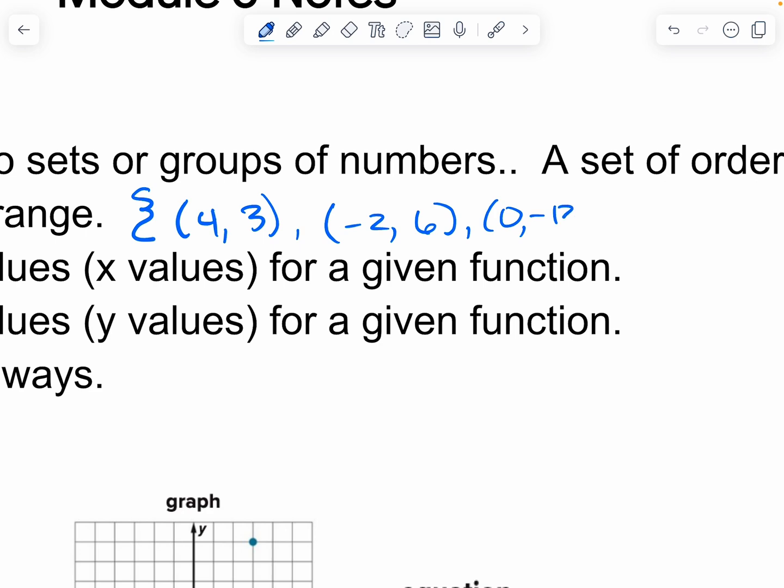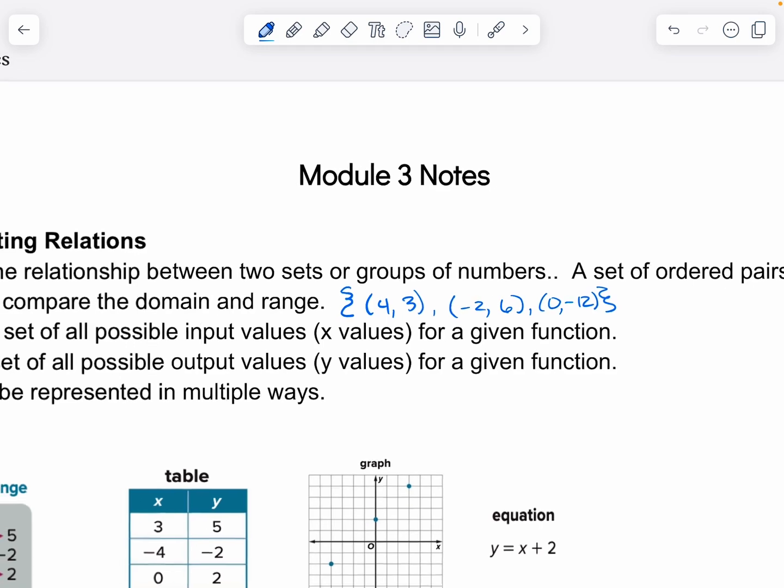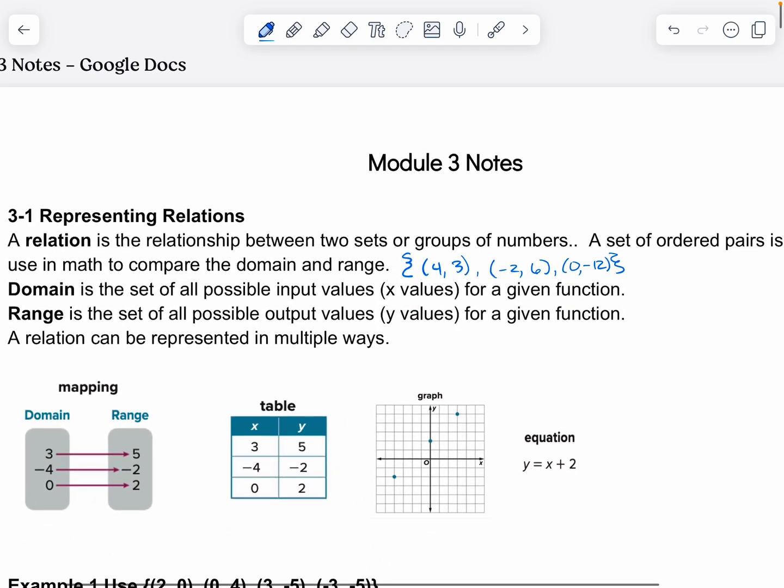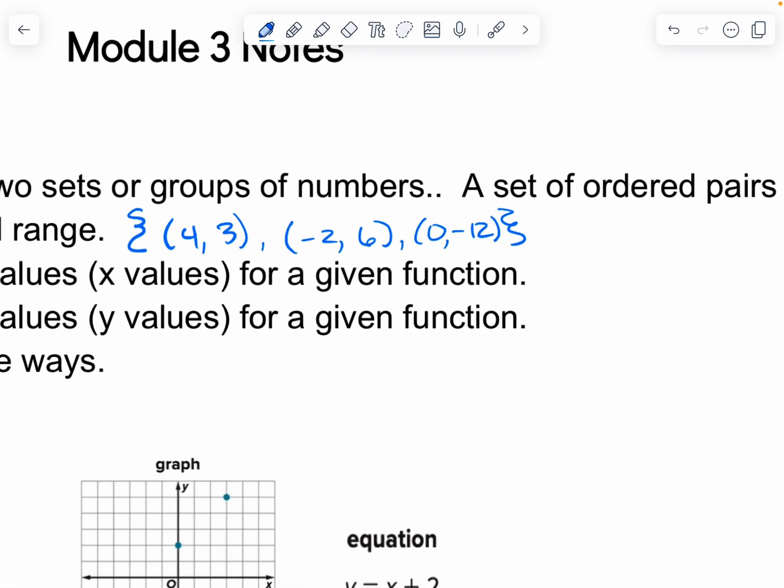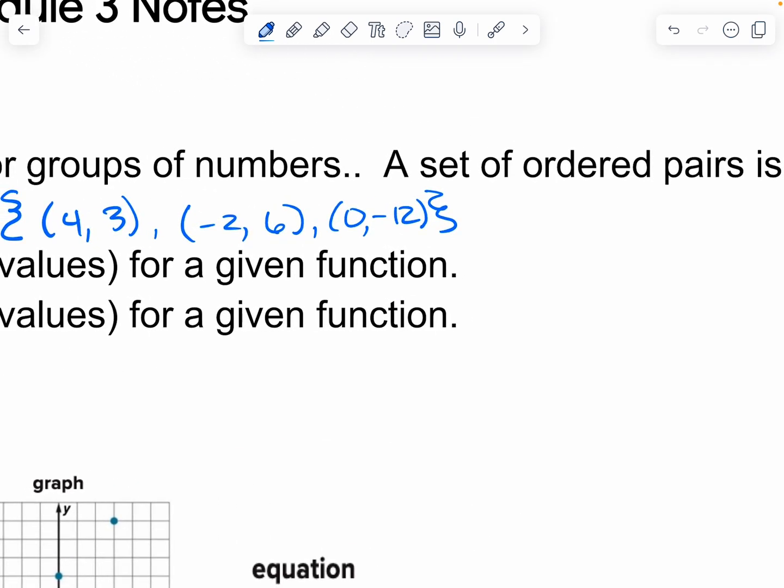Like so. Okay. Then the domain is the set of all possible input values, or the x values, for a given function. So if I'm using this exact same thing, my domain for this would be all my x values. These are all my x values. So I would put them in numerical order, -2, 0, 4.